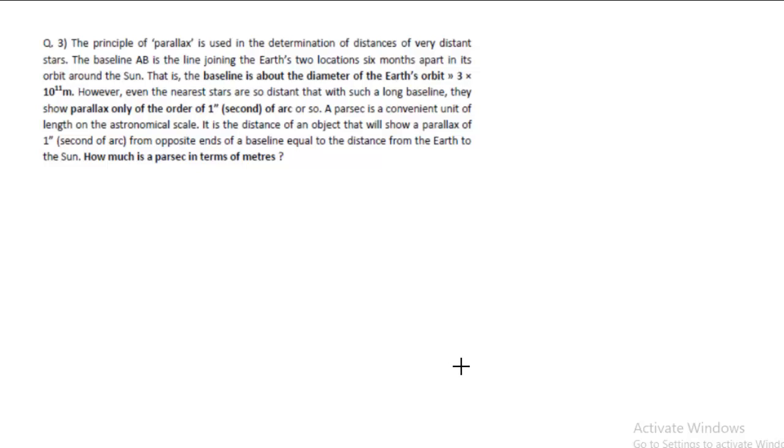Hello friends, in this video you are seeing a very long question and it is related with the parallax. Parallax concept can be used to measure the celestial distances.